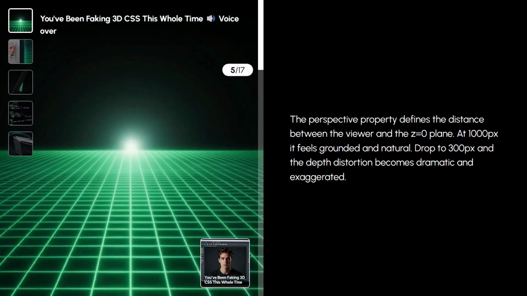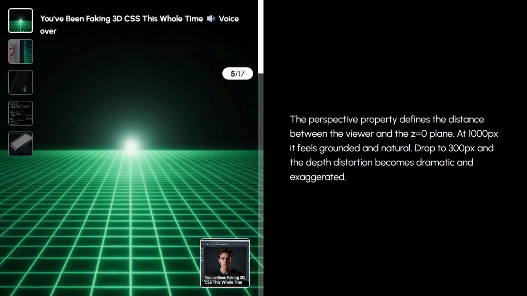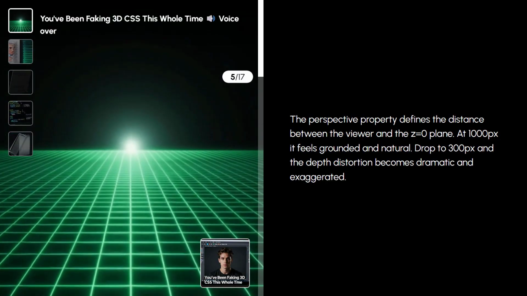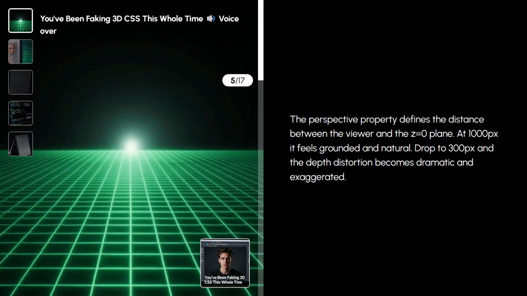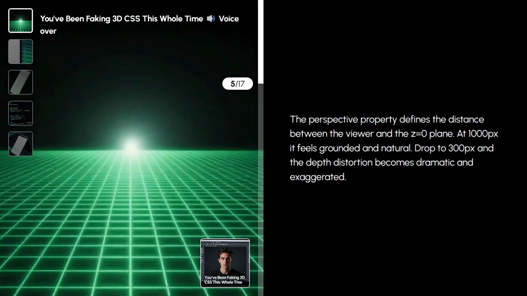Perspective is the most misunderstood property in CSS 3D. It defines the distance between the viewer and the z=0 plane, essentially how far you're standing from the object. Set it too low, like 200 pixels, and everything warps dramatically. Around 800 to 1200 pixels feels true to life.